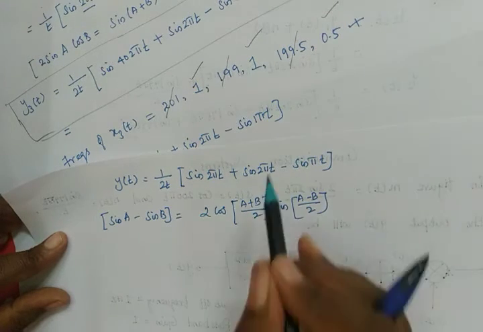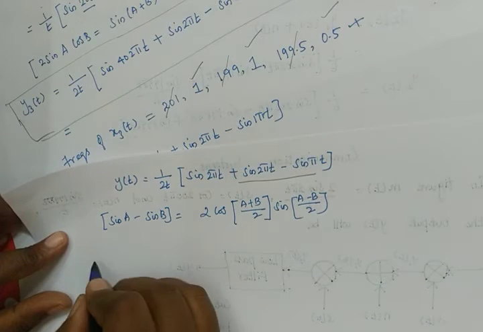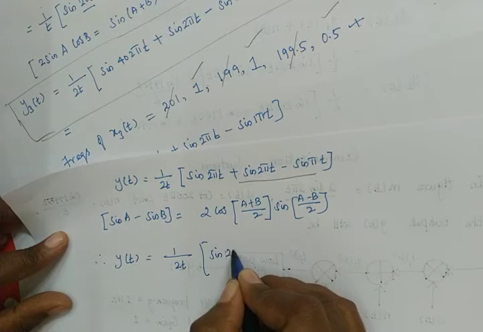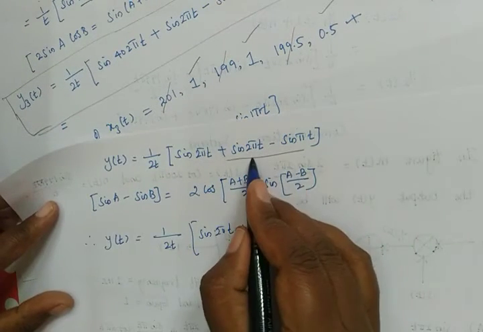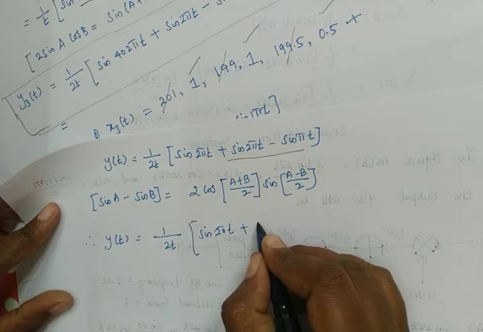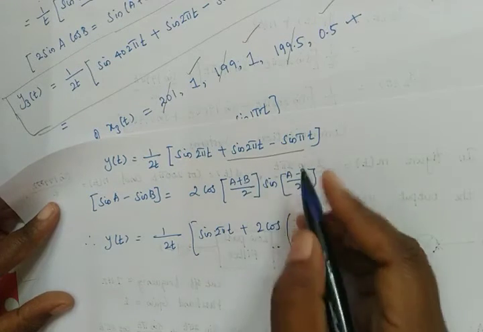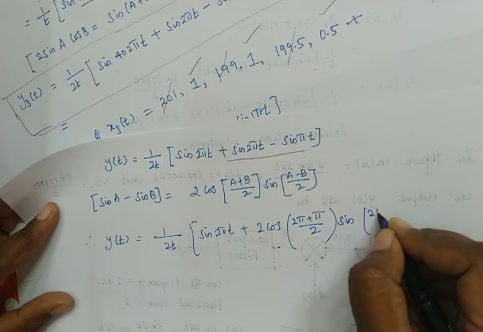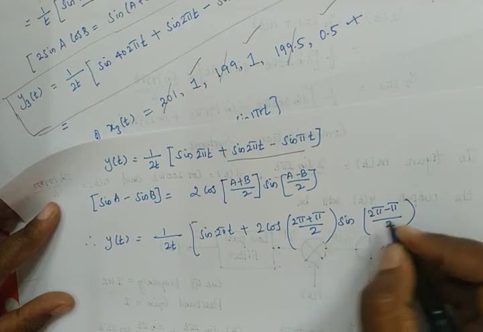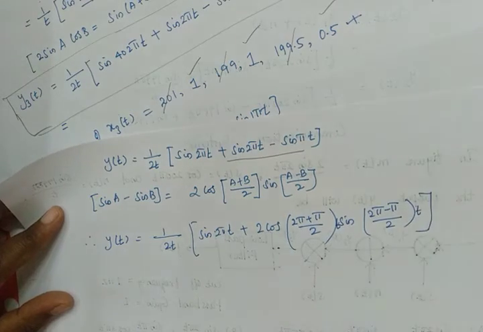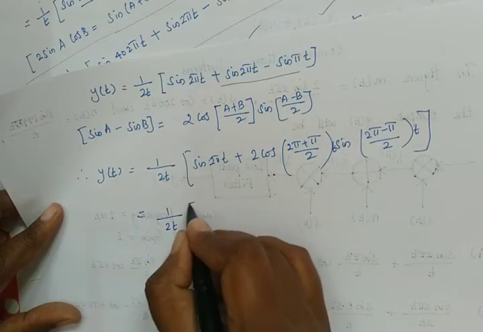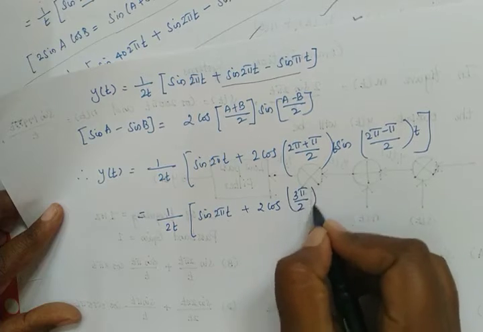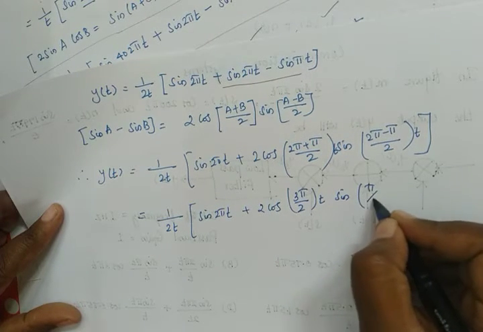Now let us take this as sine A minus sine B. So therefore we can write y of t is equal to 1 divided by 2t into sine 2 pi t plus 2 cos, now here we have 2 pi and here we have pi, so (2 pi plus pi) by 2 into sine (2 pi minus pi) by 2 into t, which will be equal to 1 divided by 2t sine 2 pi t plus 2 cos 3 pi by 2 t sine pi by 2 t.